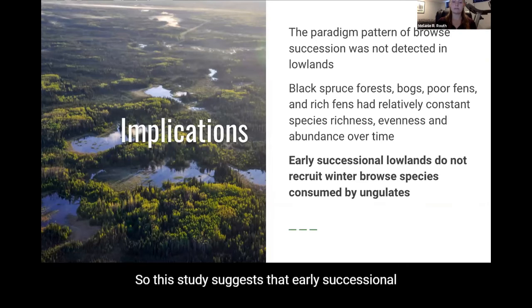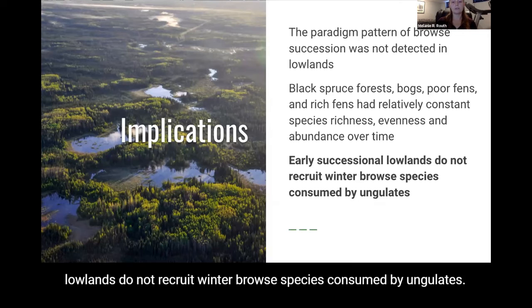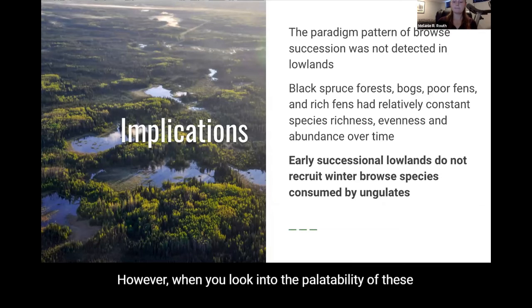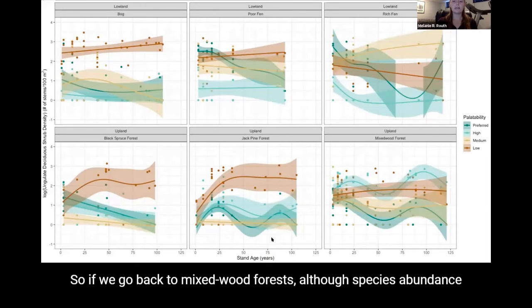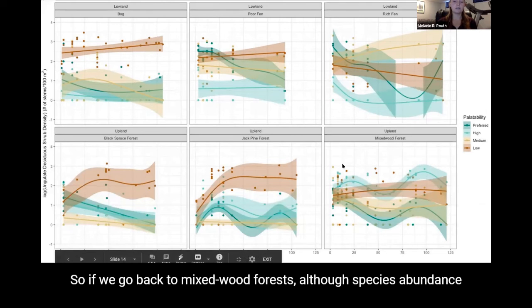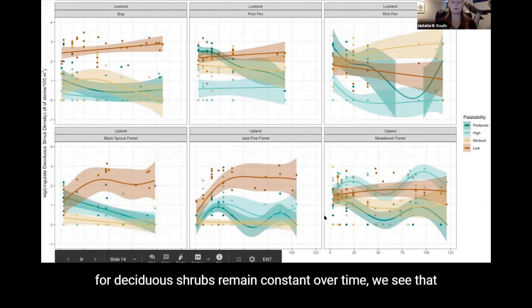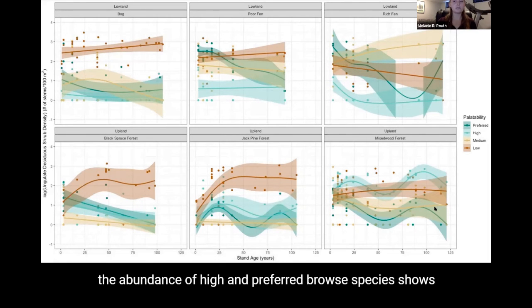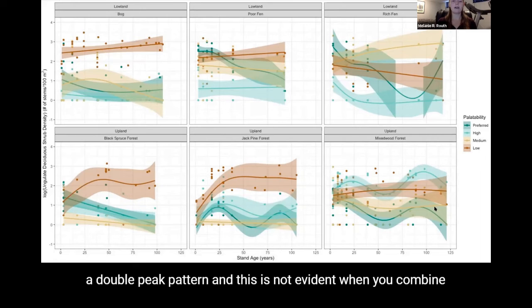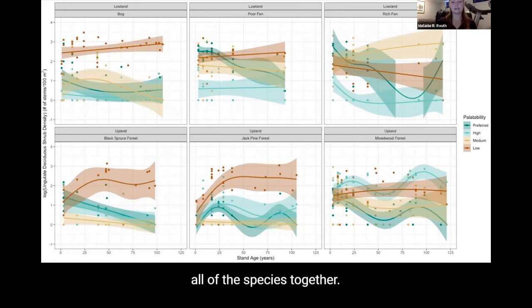So this study suggests that early successional lowlands do not recruit winter browse species consumed by ungulates. However, when you look into the palatability of these winter browse species, we see further dynamic patterns. If we go back to mixed wood forests, although species abundance for deciduous shrubs remains constant over time, we see that the abundance of high and preferred browse species shows a double peak pattern, and this is not evident when you combine all of the species together.